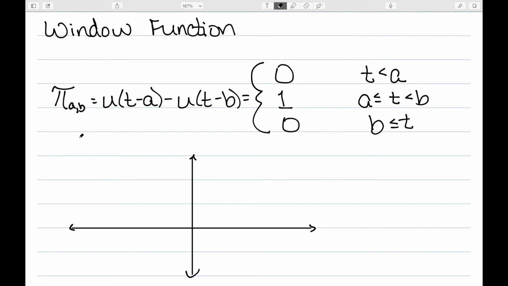So all we need here is that a is less than b. I'm going to pick a to be here and b to be over here. As long as I'm less than a, this value is going to be 0. Between a and b, it's going to be equal to 1, so we jump up here. And then at b and after that, it will be back equal to 0. So it allows me to both step up and step down.